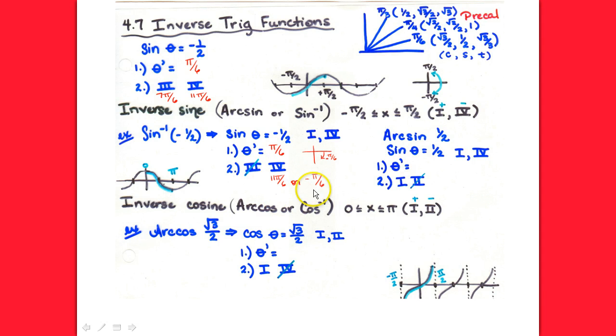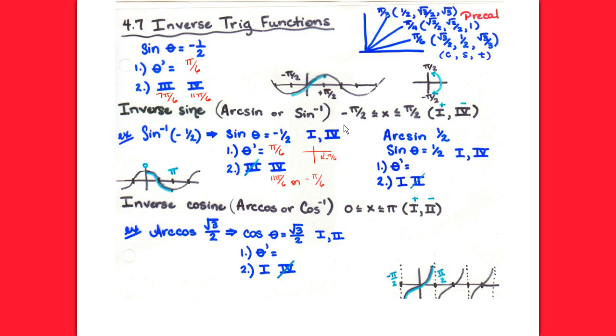I will accept either one of these, 11 pi over 6 or negative pi over 6, but if we were going to be really technical here, if you look at the domain between negative pi over 2 and positive pi over 2, negative pi over 6 is within that domain, 11 pi over 6 is not.